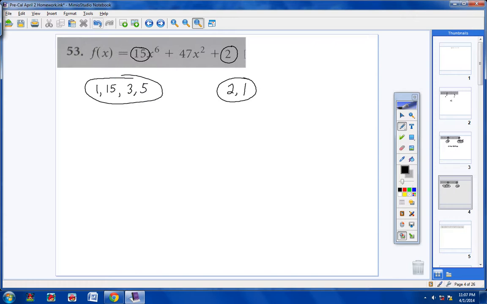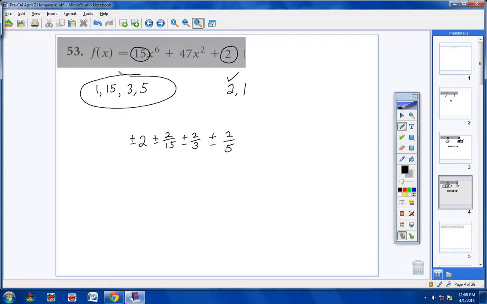So here we go. 2 over 1 would be 2, so positive negative 2. 2 over 15 would be 2/15, so positive negative 2/15. 2 over 3 would be 2/3, so positive negative 2/3. And 2 over 5 would be 2/5, so positive negative 2/5. I took my 2, check it off, I put it on top of all the numbers over here.